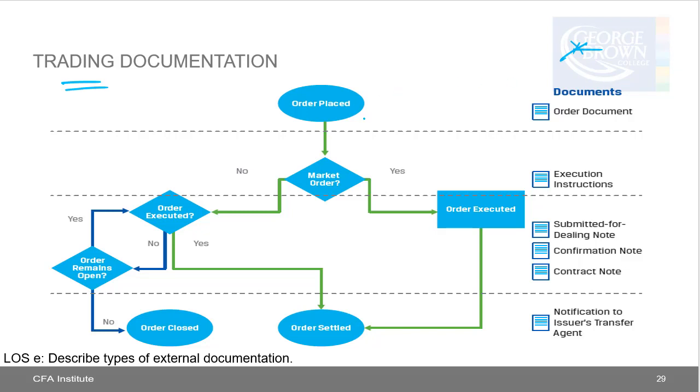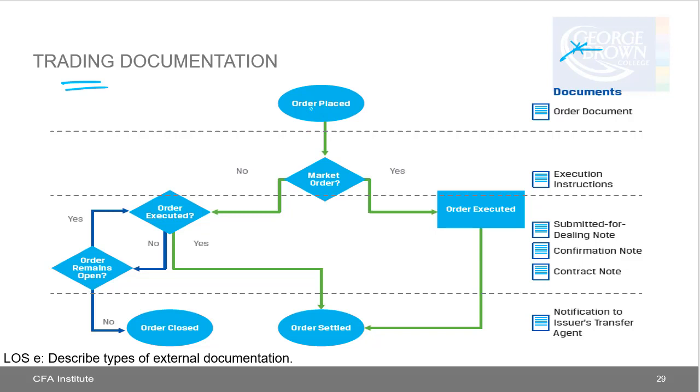When an order is placed, a document is sent to the chosen trading venue specifying what security to trade, whether to buy or sell, and how much should be bought or sold. Once the order has been received, a number of documents record the progress of the trade until execution. These include a submitted for dealing note, a confirmation of dealing, and a contract note once the trade is complete. Once the trade has been settled, the settlement agent reports the trade to the issuing company's transfer agents. Remember, the transfer agent is where the shareholder's name is recorded, so that if there are dividends or proxy voting, it's the shareholder of record that is kept at the transfer agent.